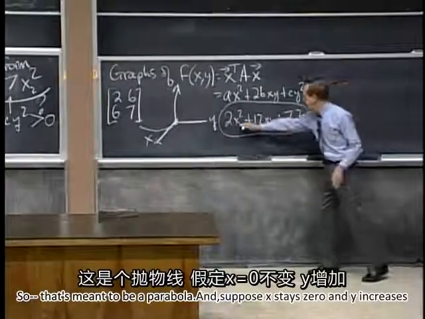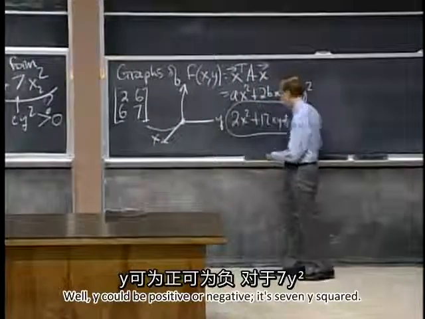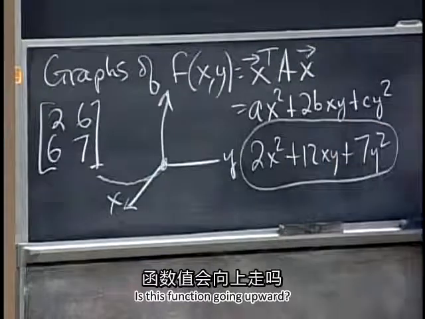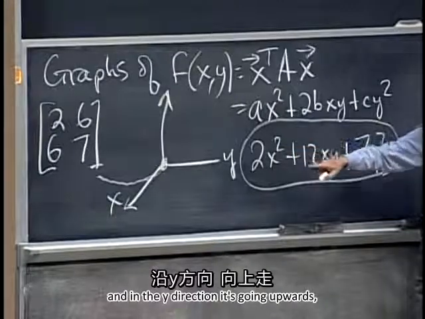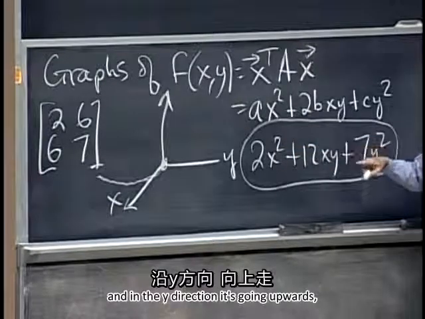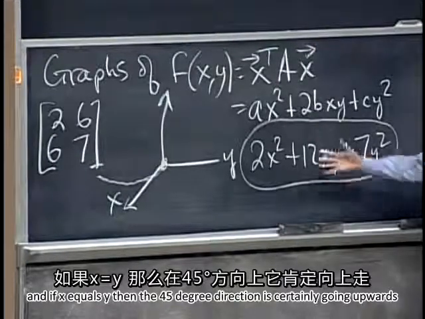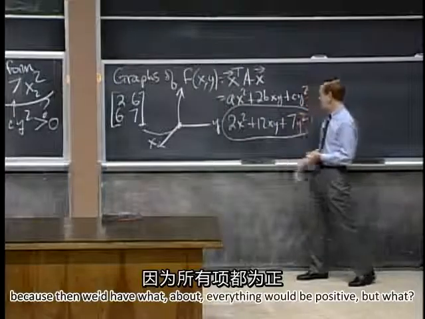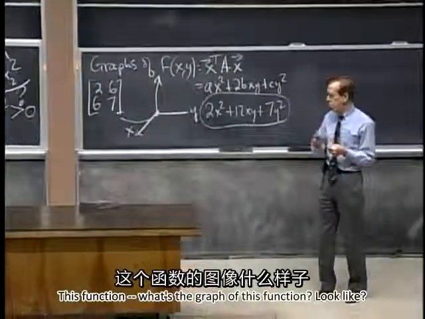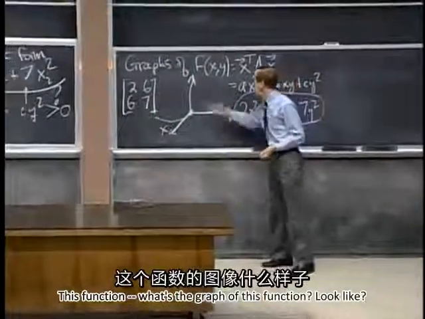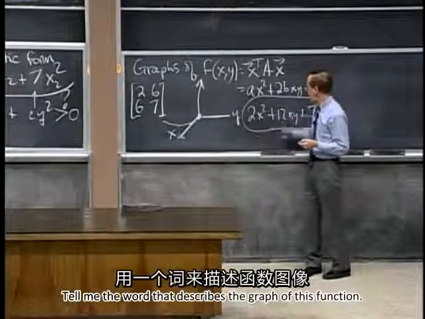And suppose x stays 0 and y increases. Well, y could be positive or negative. It's 7y squared. Is this function going upward? In the x direction, it's going upward. And in the y direction, it's going upwards. And if x equals y, in the 45-degree direction, it's certainly going upwards, because then everything would be positive. But what does the graph of this function look like? Tell me the word that describes the graph of this function.